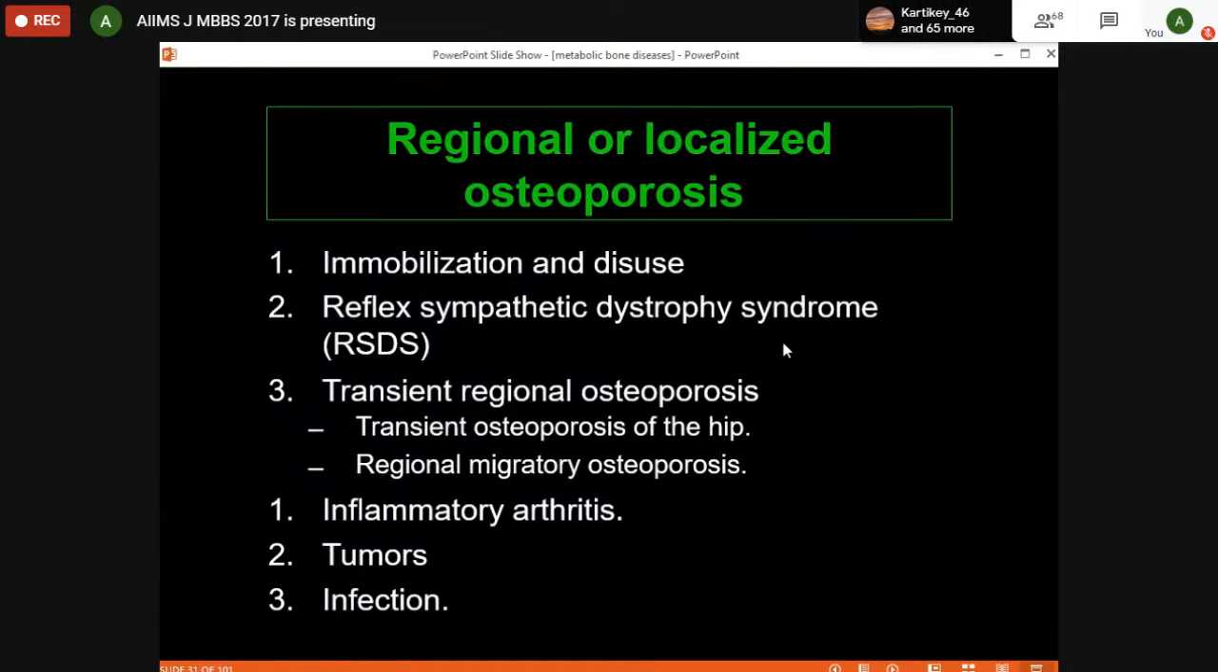Regional or localized osteoporosis. This can be due to immobilization and disuse. We are talking about only localized osteoporosis that can be due to immobilization and disuse, as well as reflex sympathetic dystrophy syndrome, and transient regional osteoporosis like transient osteoporosis of the hip, and regional migratory osteoporosis that can be seen in inflammatory arthritis, tumors, and infections.